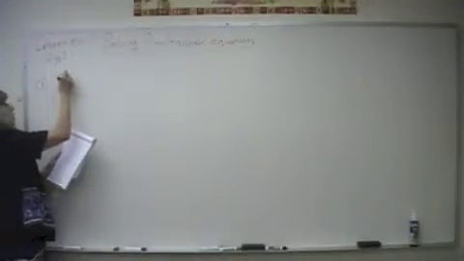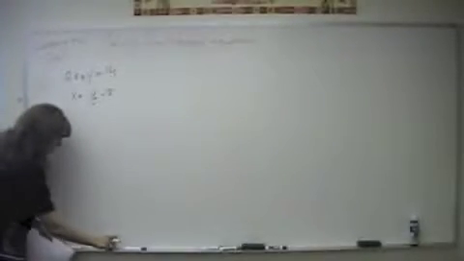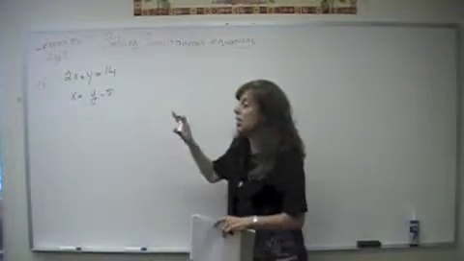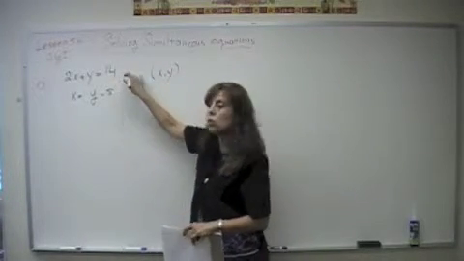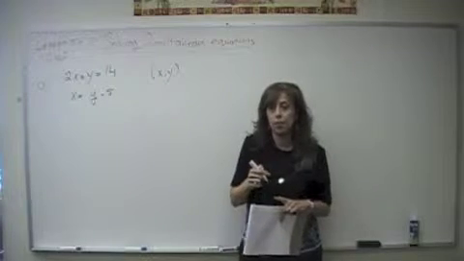Practice problem A, 2x plus y equals 14. Second equation, x equals y minus 5. We're going to use the substitution method to find the intersecting point. So the whole idea of this lesson is to find x and y, where these two lines are intersecting.